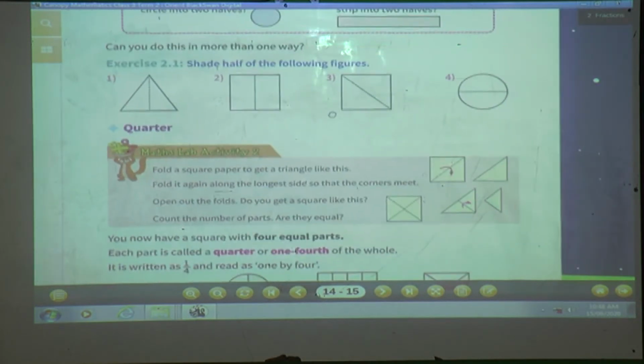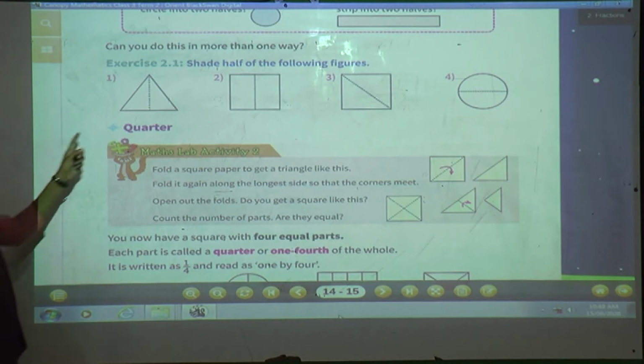Now students, it's time to solve exercise 2.1. Open your textbook. Along with me, you have to solve this exercise. Page number 15. See the question. Shade half of the following figure.